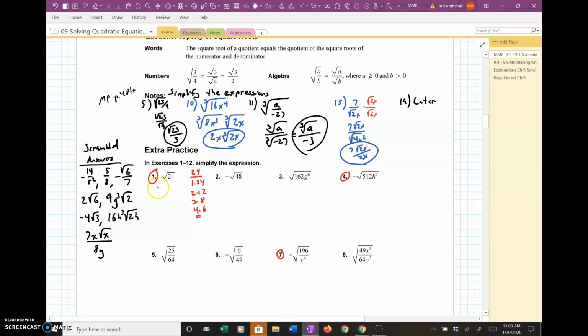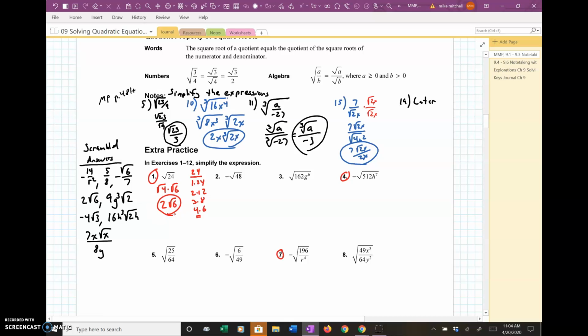That's root 4 times root 6. Remember, if I have 4 times 6 under the square root, I can break it up. The square root of 4 is just 2. So I end up with 2 root 6, and that is done.